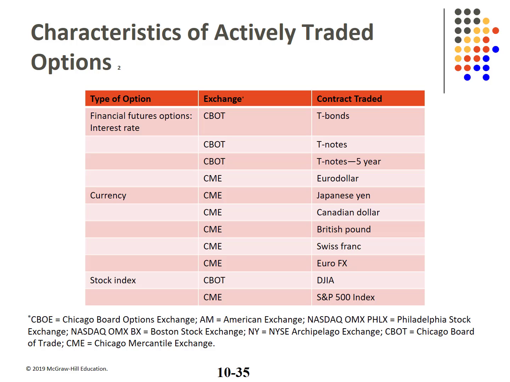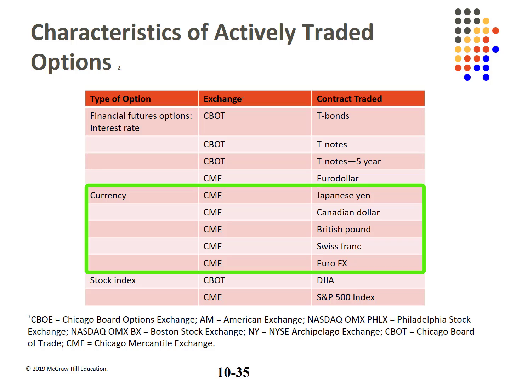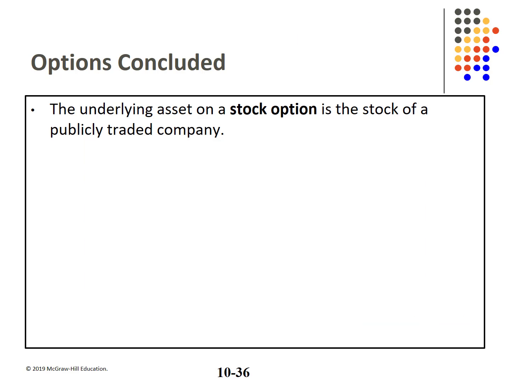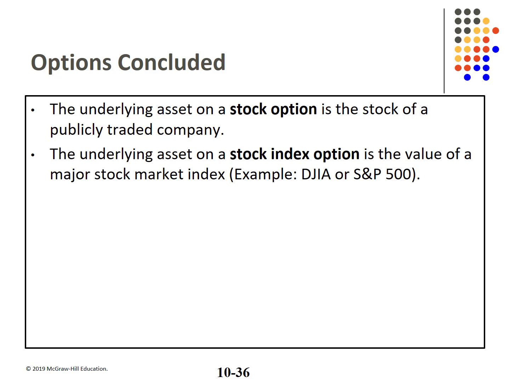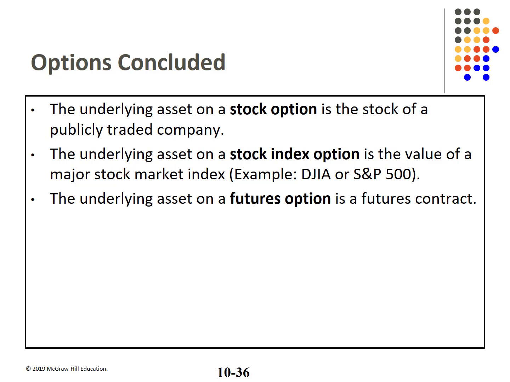Continuing the previous table, interest rate options are widely used to hedge interest rate risk. Currency options are used to hedge foreign exchange exposure. Stock options were the first option traded and the most basic. The underlying asset is a share of publicly traded common stock. The underlying asset on a stock index option is the index. On a futures option, the underlying is a futures contract, and these have gained in popularity.